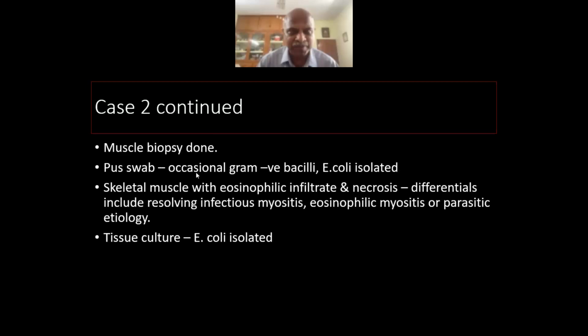The pus swab, which is not a good thing to do because it's always better to get fluid rather than a swab, the yield on a fluid when you do a culture is a lot better than a swab. But the pus swab in her grew gram-negative bacilli and E. coli was isolated. However, the biopsy showed some eosinophilic infiltrate.